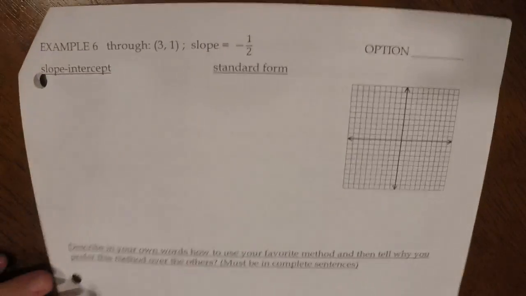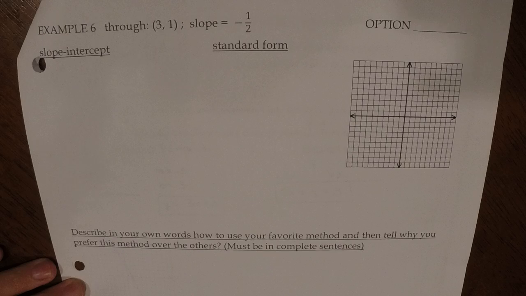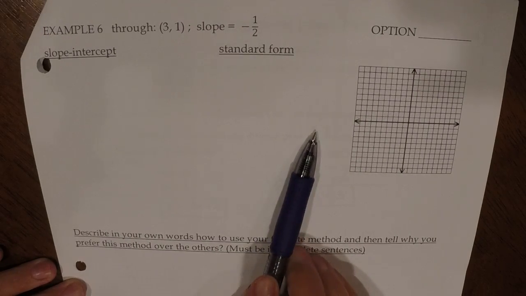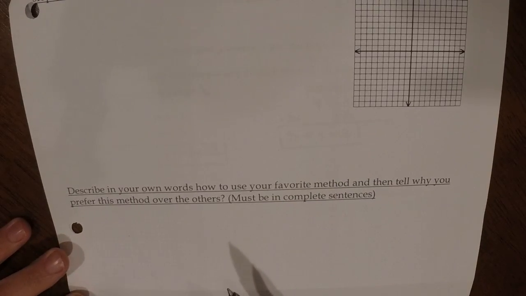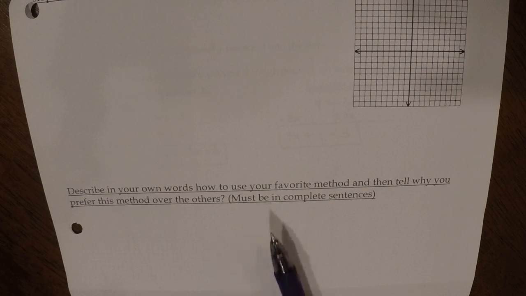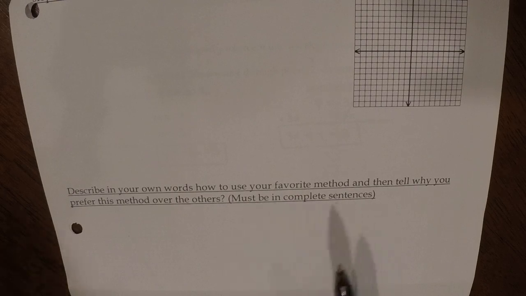Then, once you've kind of figured out which one you like the best, use that one again for example 6. And then at the bottom it says describe in your own words how to use your favorite method, and then tell why you prefer this method over the others, and it must be in complete sentences. Good.